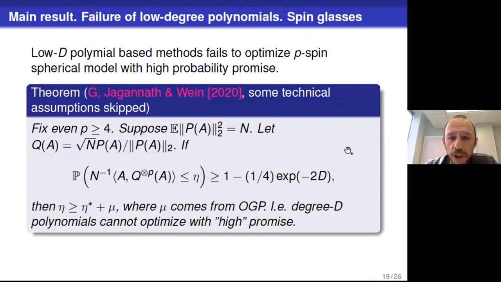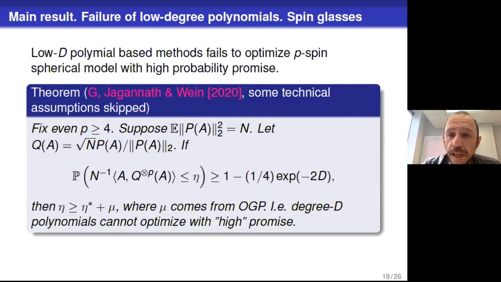Okay, so suppose we're in the regime of the spherical model where the overlap gap property holds, and we more or less know when this can happen. Then the following is the case. Suppose you construct a vector of polynomials, and suppose this vector of polynomials has squared norm n. Now, that's an assumption.